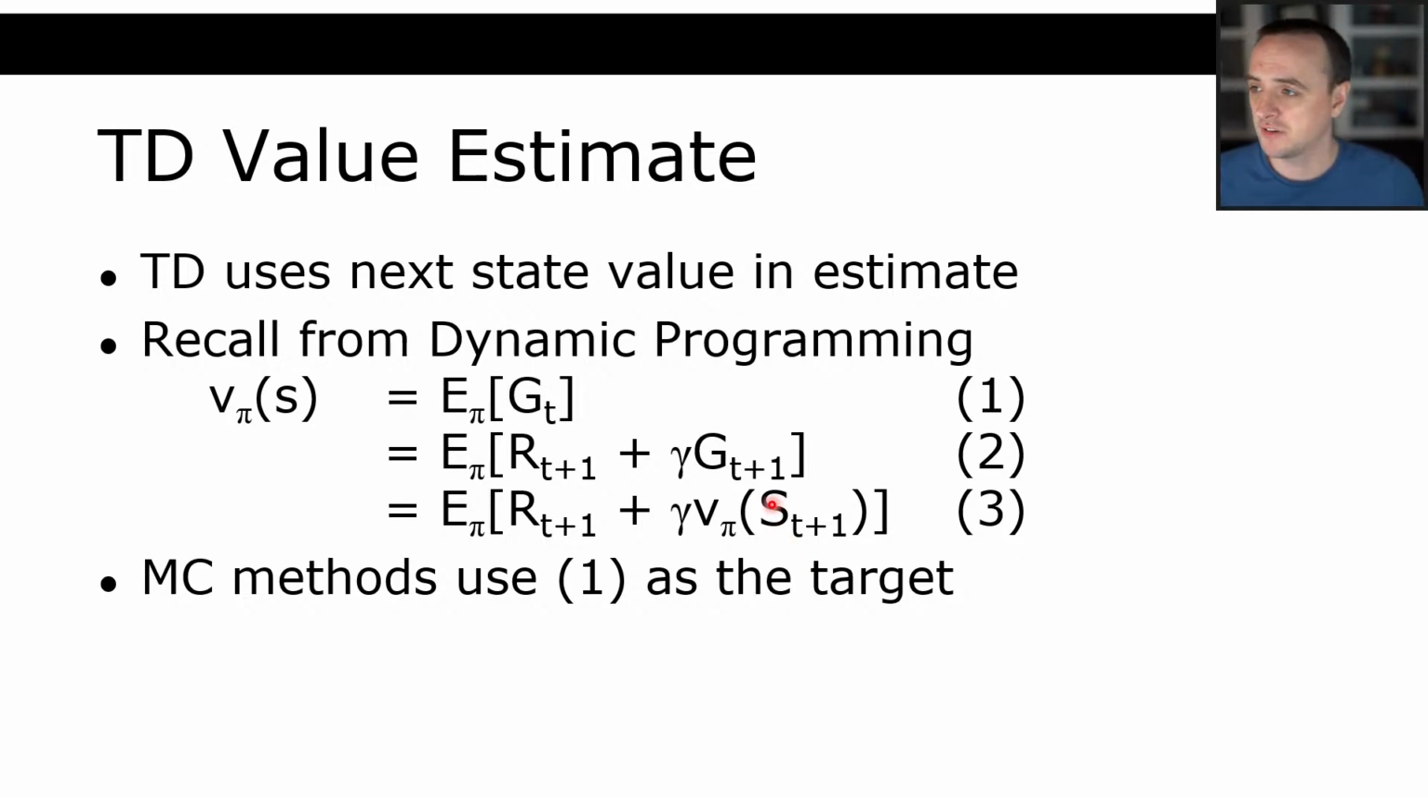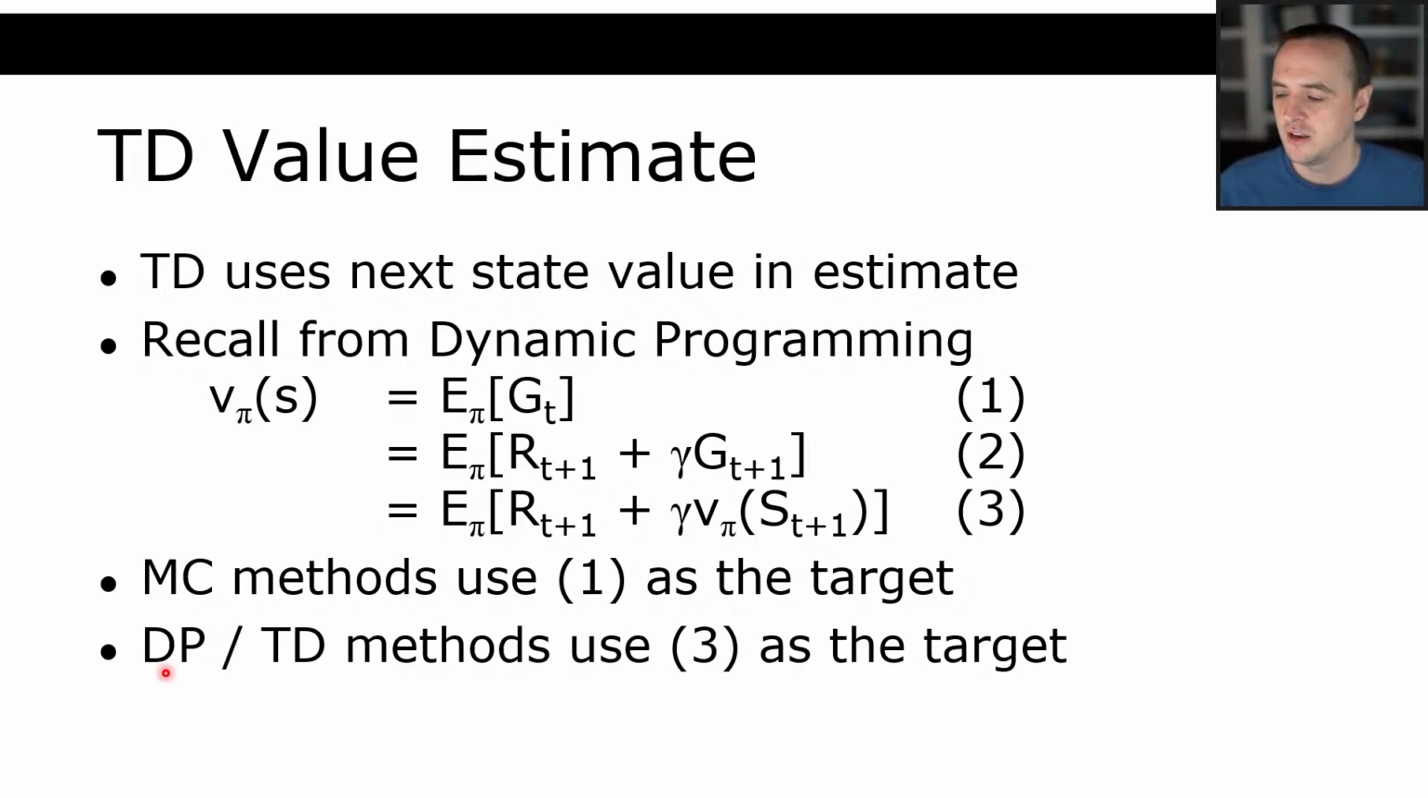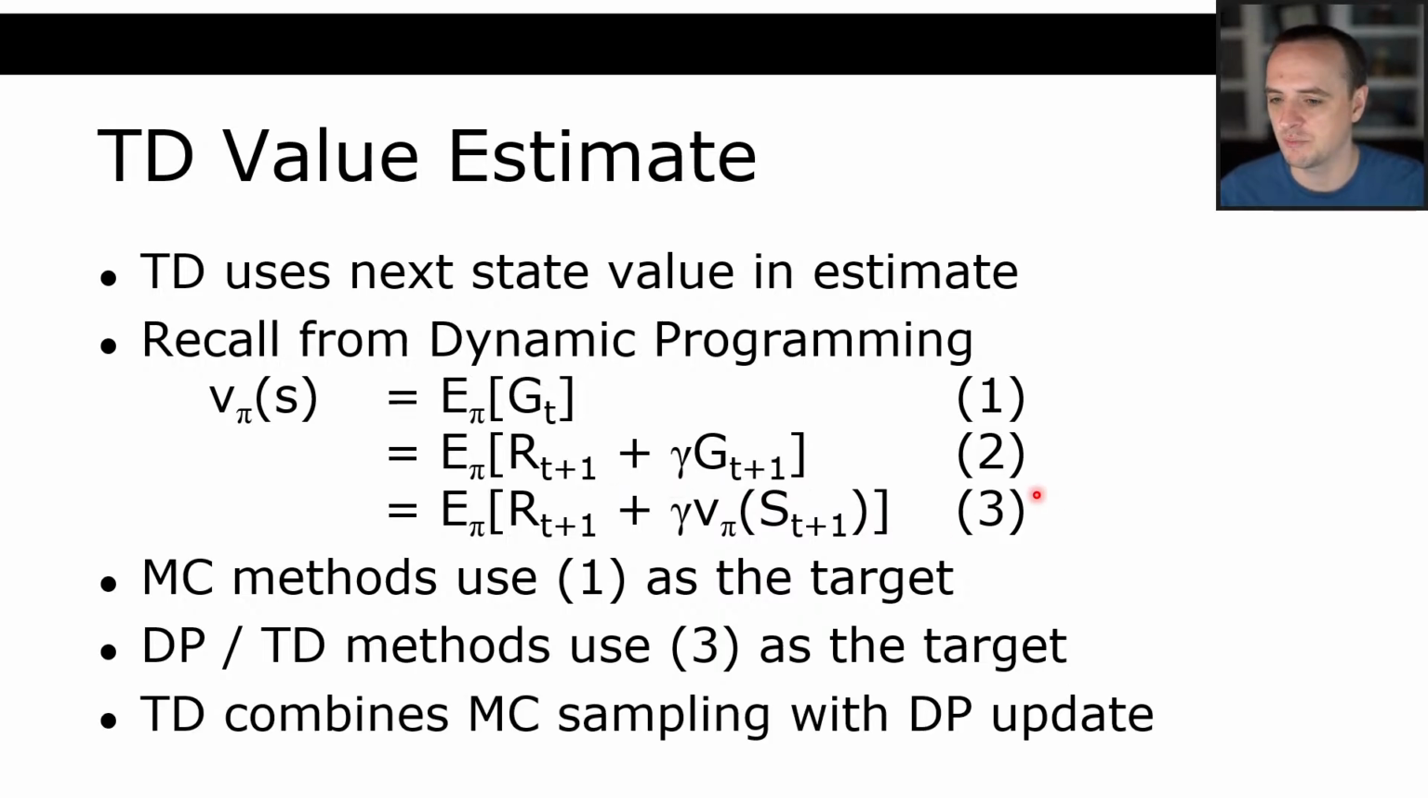So Monte Carlo methods use the first thing as the target, which is the return. Dynamic programming and TD methods use this as the target. Okay? So dynamic programming uses this one, TD methods use this one. So temporal difference learning combines Monte Carlo sampling with dynamic programming updates.